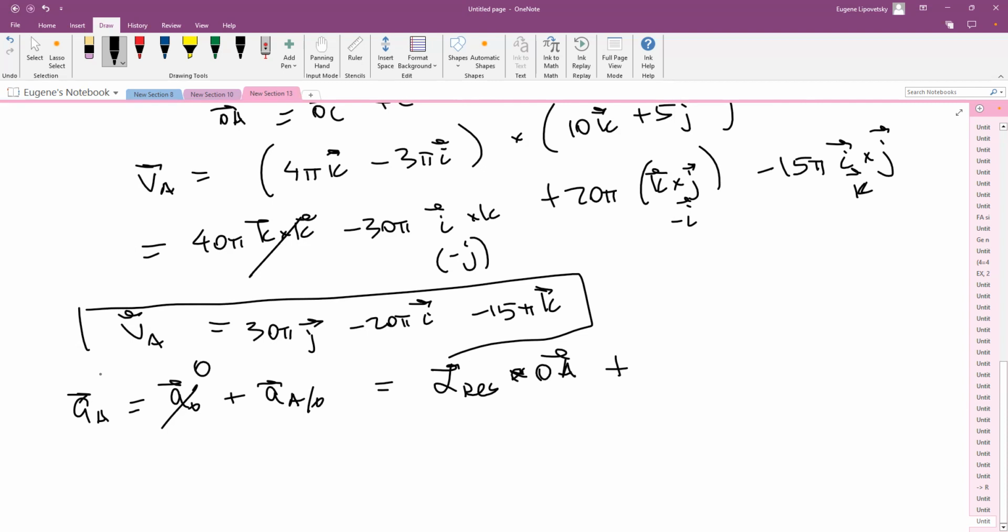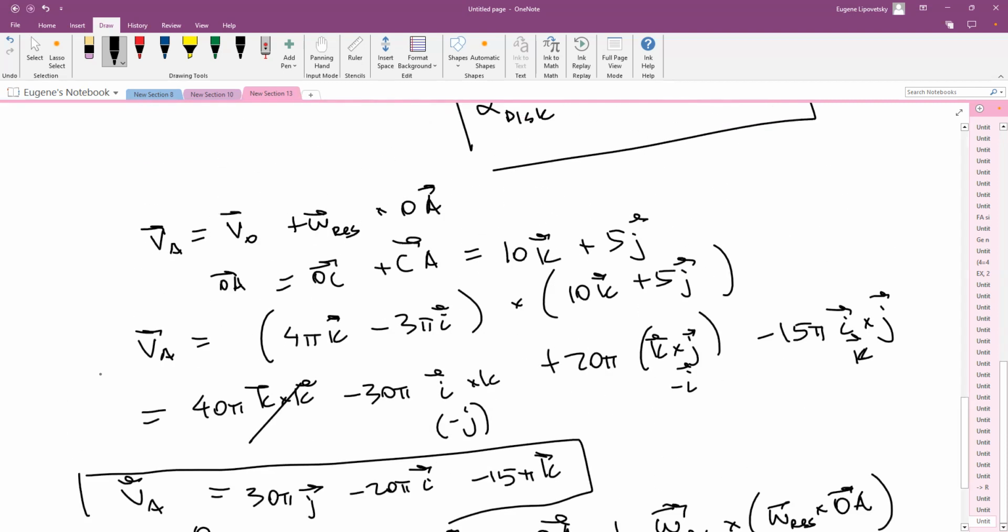That's when you differentiate the first piece. But then you add this one, omega resultant cross product with omega resultant cross product with OA. Okay. That happens when you differentiate this one, right? Okay.